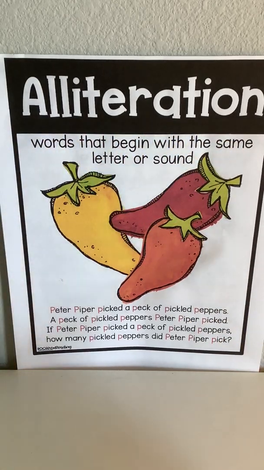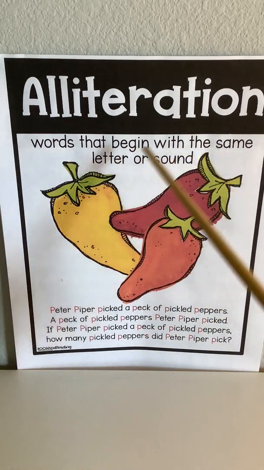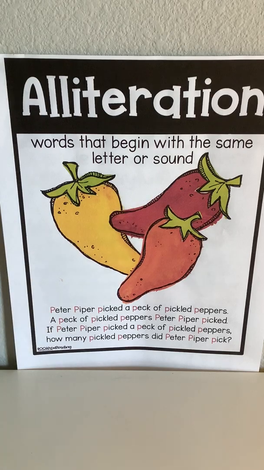Alliteration is the kind of poem where words begin with the same letter or sound. So the words in the poem are going to begin with the same letter or sound. Now, that doesn't mean every single word. There's going to be little words like the, of, and that might not begin with the same letter or sound. But most of the words in the poem will begin with the same letter or sound.